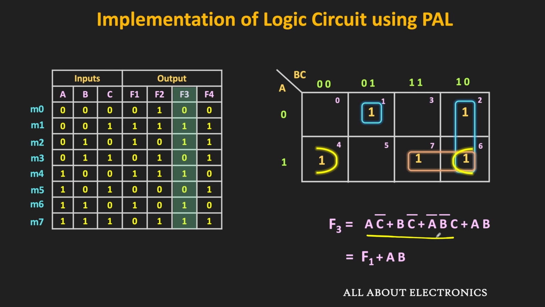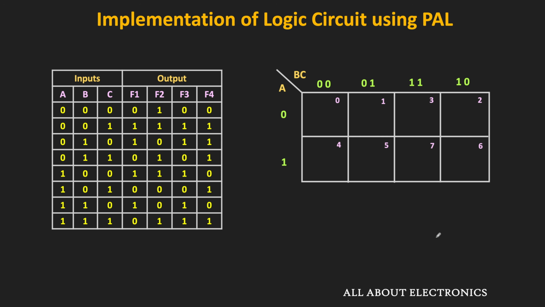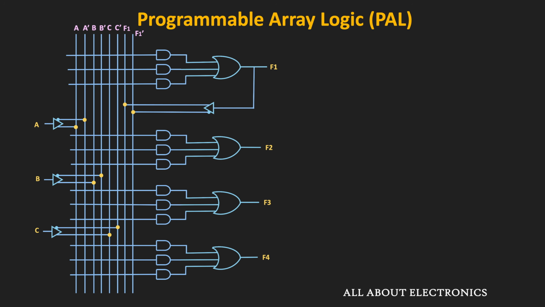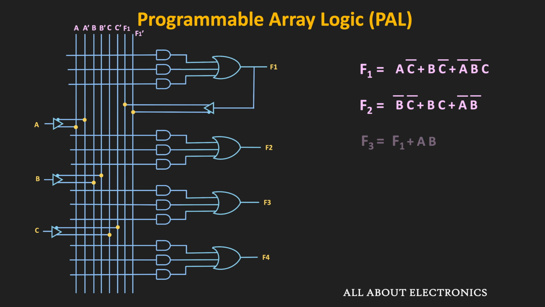So similarly, now let us see the output F4. So if you see this output F4, then it is equal to 1 for the 5 different minterms. So once again, let us write these 5 minterms in the K map. So here, by making these 2 groups, it is possible to cover all the minterms. And these 2 groups correspond to C and A bar B. That means the minimized expression for this output F4 is equal to C plus A bar B. So in this way, we got the minimized expression for each output.